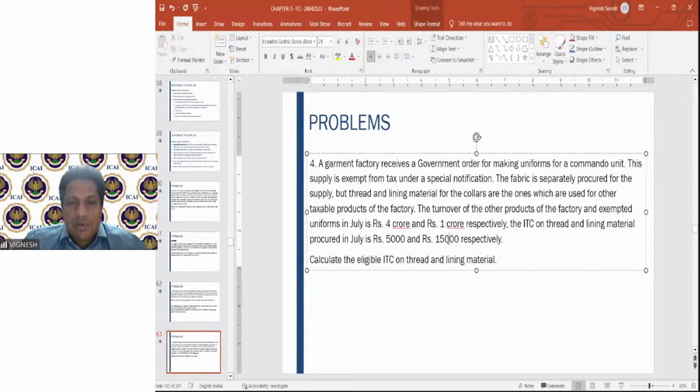So common credit attributable to exempt supplies is 5,000 plus 15,000, 20,000 into 1 divided by 5, that is 4,000 rupees. So that is the credit attributable to exempt supplies. That ineligible credit of 4,000 will be reversed in GSTR 3B, and eligible credit will therefore be 16,000 rupees. That's 20,000 minus 4,000.